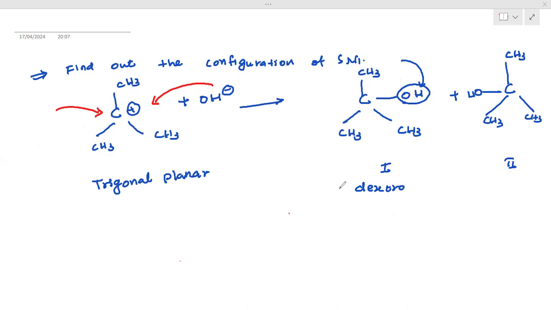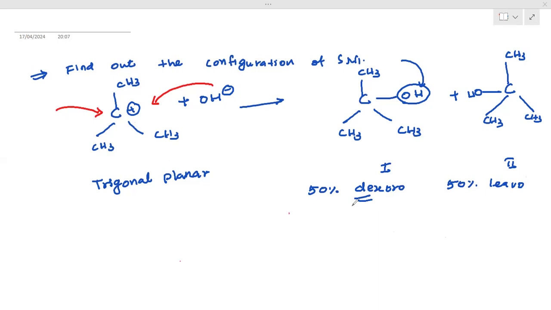ஓகேங்களா? ஓகே, அப்போ இந்த காம்ப்ளெக்ஸ்ல ரெண்டு possibility of the configuration. One is 50% of configuration. It is the front side attack that leads to producing the product as dextro. Okay, another possible way for the nucleophile to attack is backside attack that leads to producing 50% of the levo form. 50% of the levo form. அப்போ two possible ways, 50% of dextro and 50% of levo is possible.